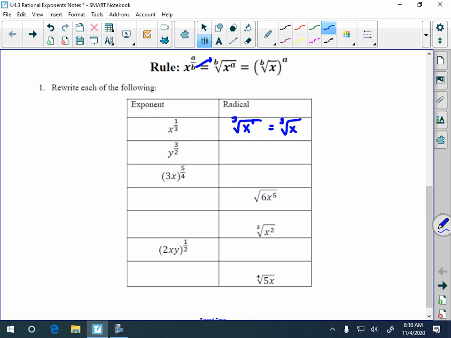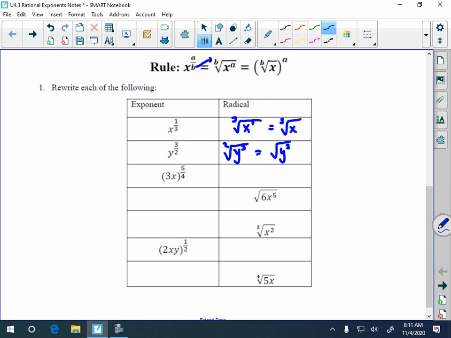Okay, so again, there's that 1 on the x. All right, y to the 3/2. The 2 is the denominator, so that becomes the index of the radical, and then y to the 3rd. Now, because it's index 2, you don't have to put it. It means square root. And so most of the time you're not going to see a little 2 written for a square root. It's just not going to have a number there. So it's assumed that it's 2.